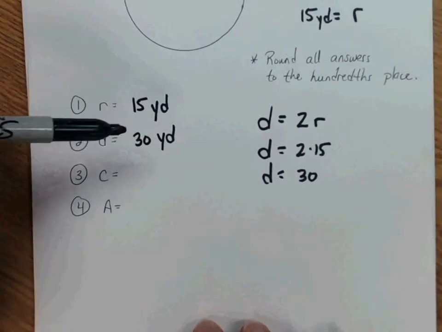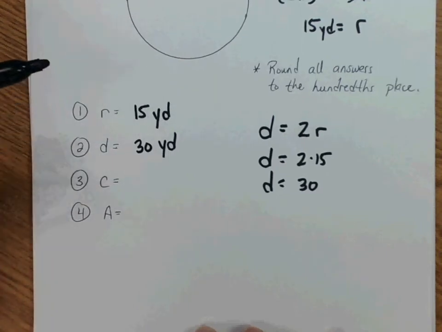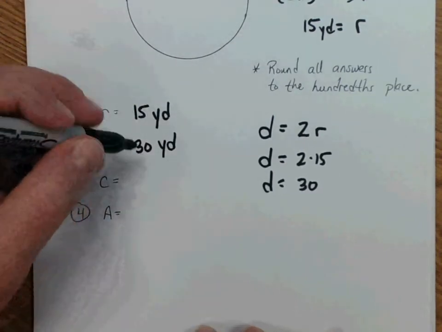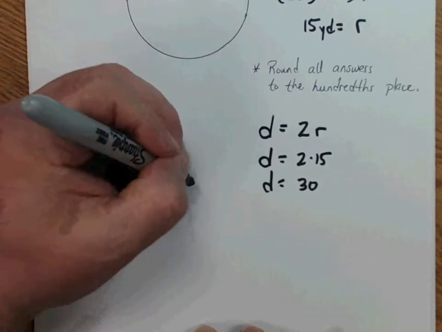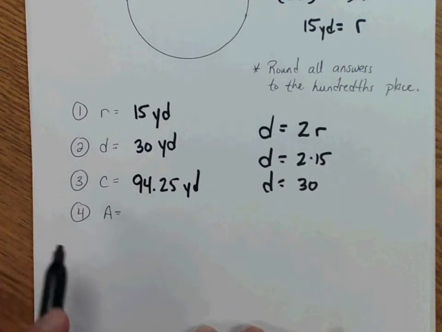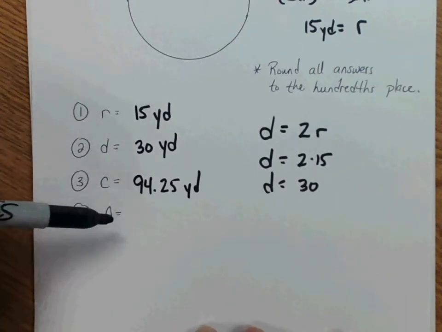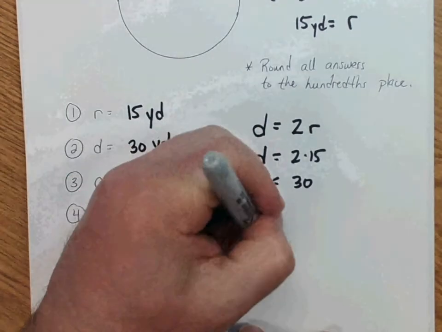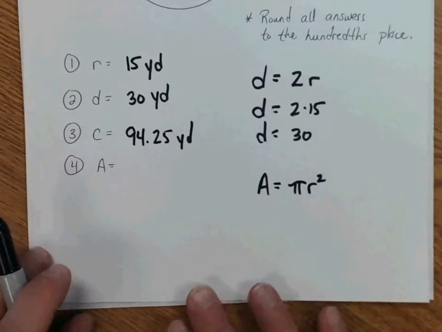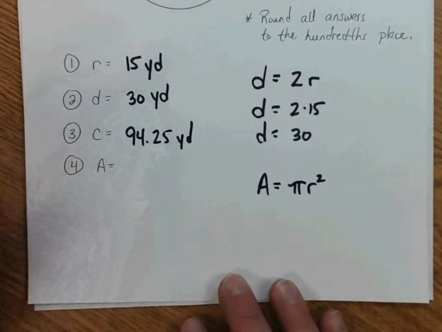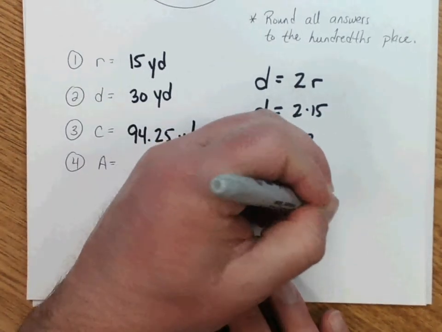So from here, I have the 15 yards for the radius and 30 yards for the diameter. And from here, I don't need the circumference because I already have it: 94.25 yards. So now, because I have backtracked and got the radius and the diameter, I can now get the area. Area is pi r squared. Well, I now know that the radius is 15. So the area is pi times 15 squared.